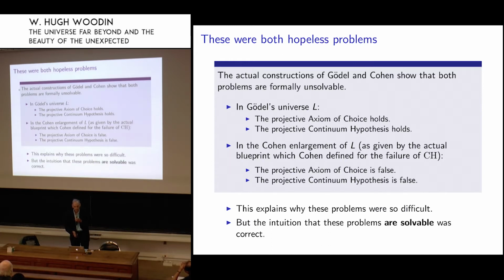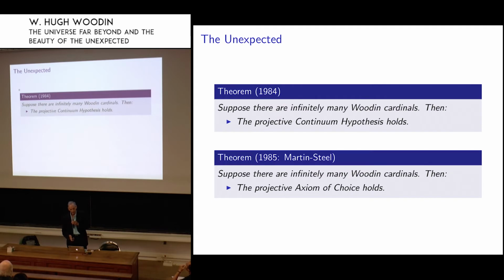But the intuition that these problems are solvable was correct. And now we come to the unexpected. About 30 years ago, boy, it's hard to believe it was so long ago: suppose there are infinitely many Woodin cardinals, then the projective continuum hypothesis holds. So why is this unexpected? You assert the existence of very large sets, and you're getting information about these very simple sets. That seems completely ridiculous. But that's what happened.